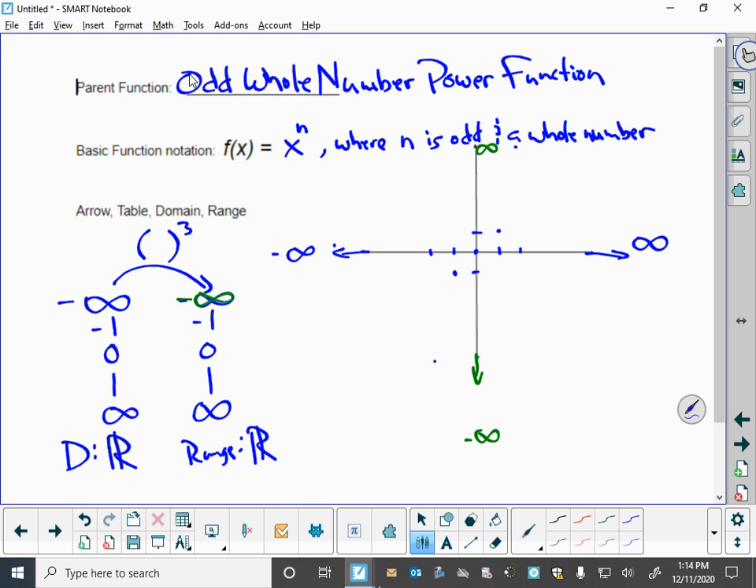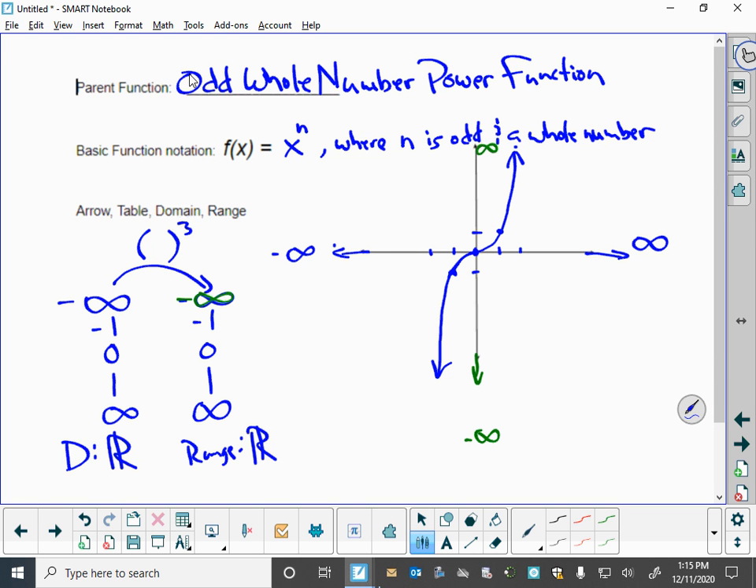And this function comes up this way, curves over here, flattens out briefly, and then comes back up like this. This is the shape of an odd whole number power function. They all look like this. They will all pass through these 3 points.